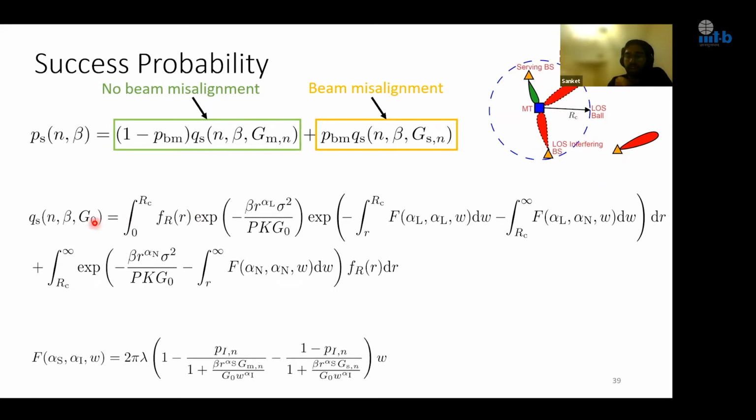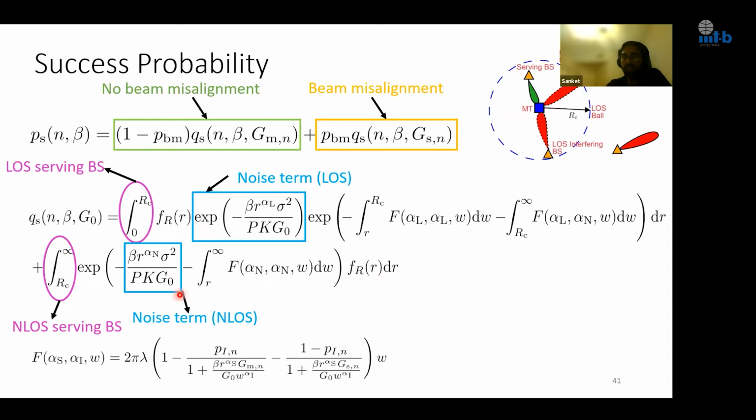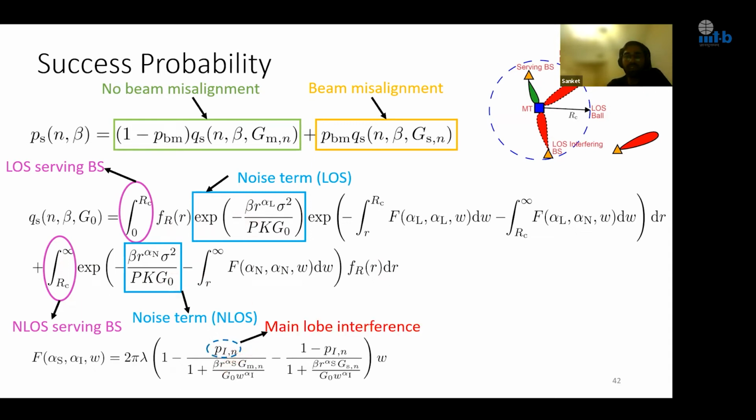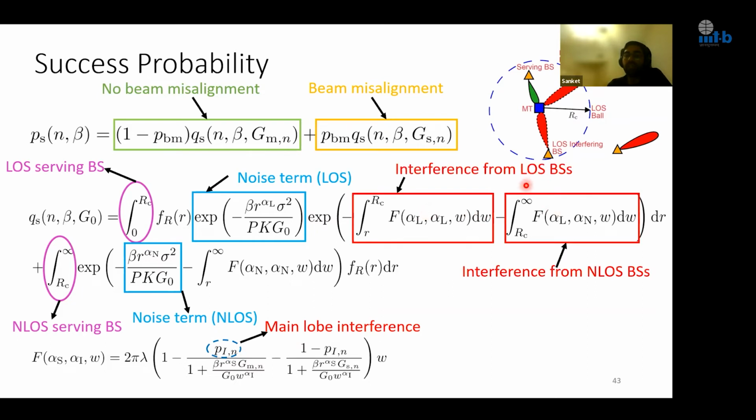Now, what do these terms show? In this expression, the first term shows the signal strength of this LOS serving base station. Since we have this LOS ball model, the integration goes from 0 to RC. The second term shows that if the serving base station lies outside this LOS ball, this is the signal strength or the success probability. Now these are the noise terms in both cases. And this is the interference, whether it is coming from the main lobe or the side lobe. And then these are the interference terms coming from the LOS base stations that have LOS communication to the user, and this term comes from the interference due to the NLOS base stations.